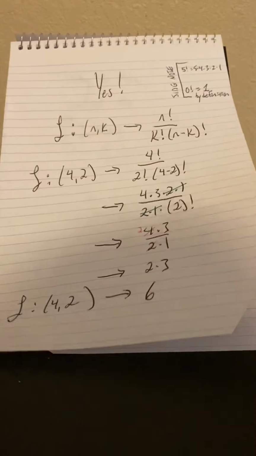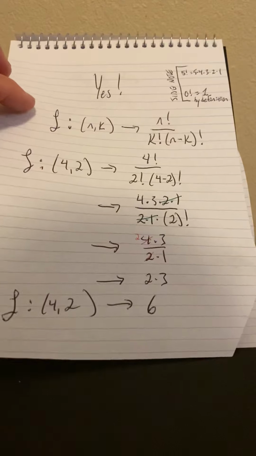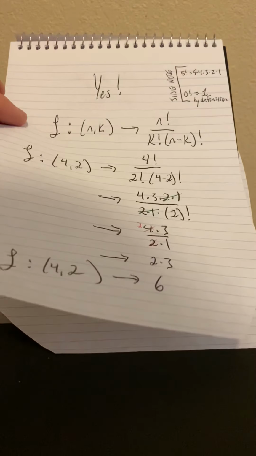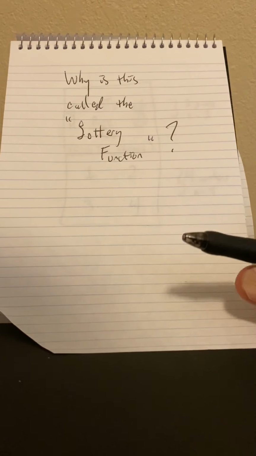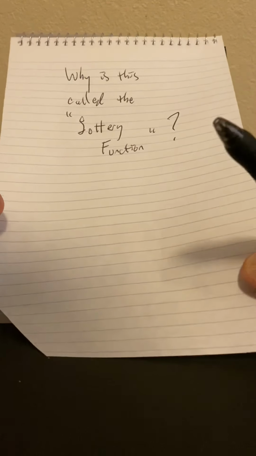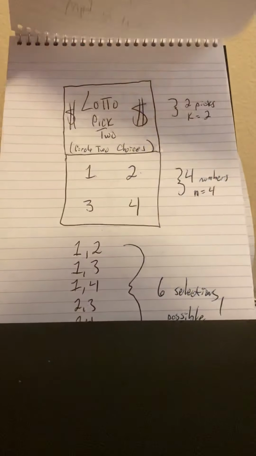And if there's a formula, well, then there's an easy way to program it, and then you can program a calculator. We won't use calculators. We might learn to program them. Why is this called the lottery function? That's a good question. What in the world does this have to do with the lottery?